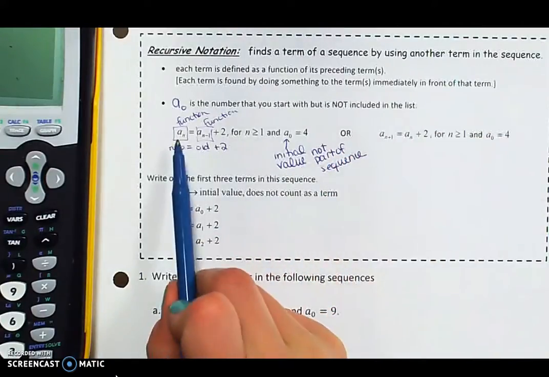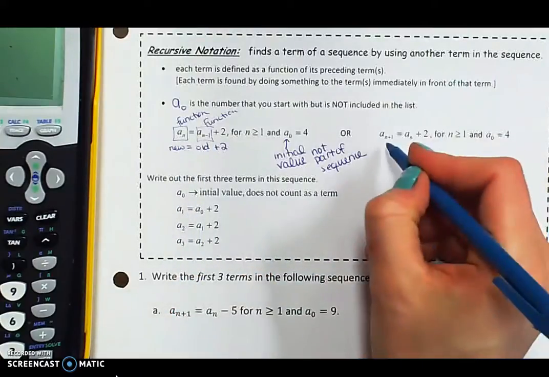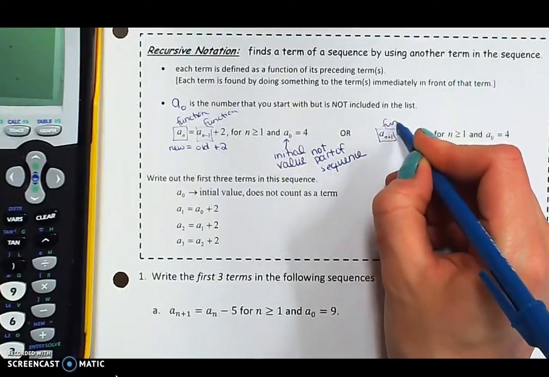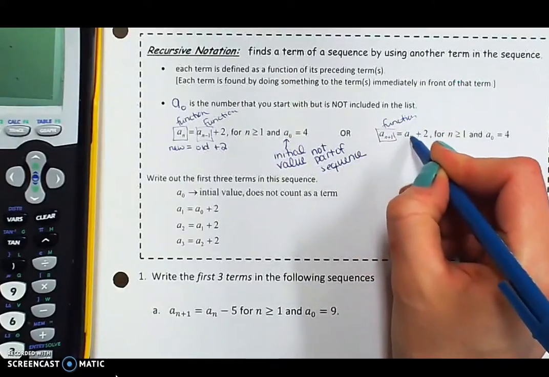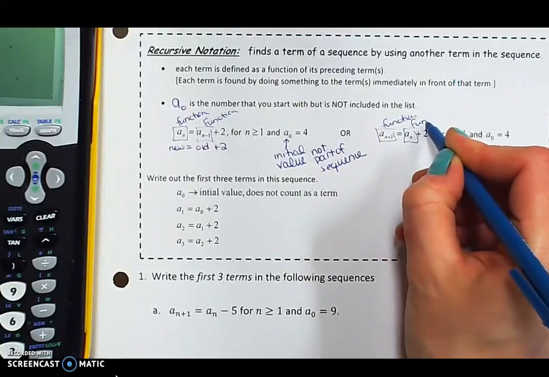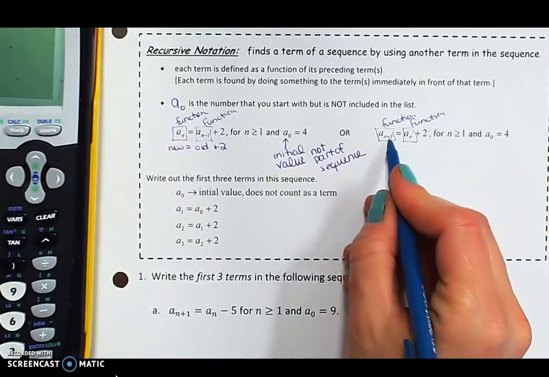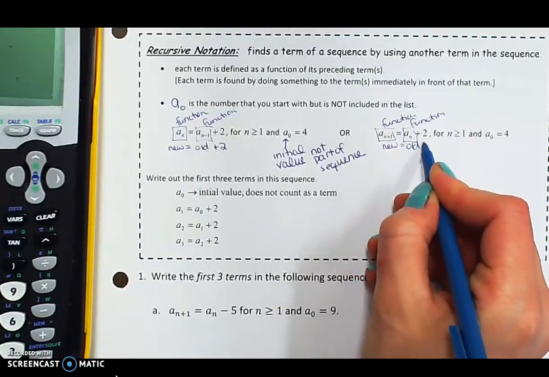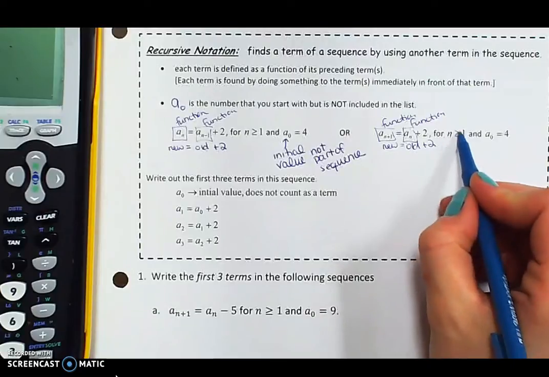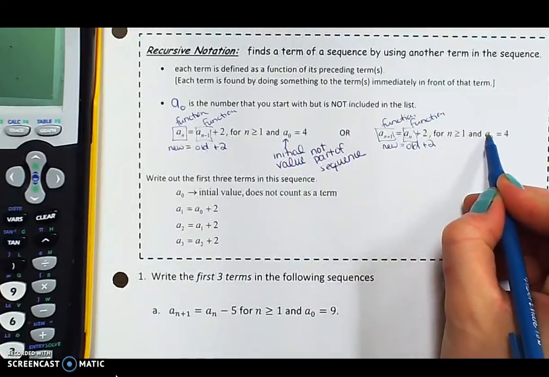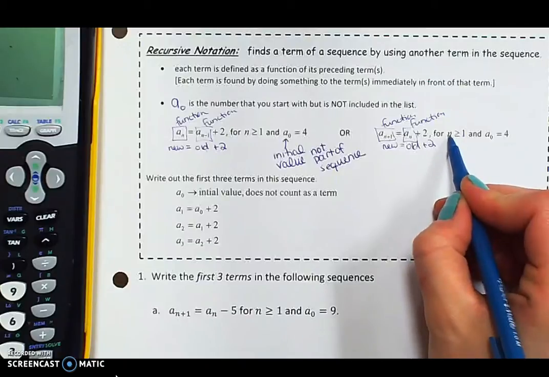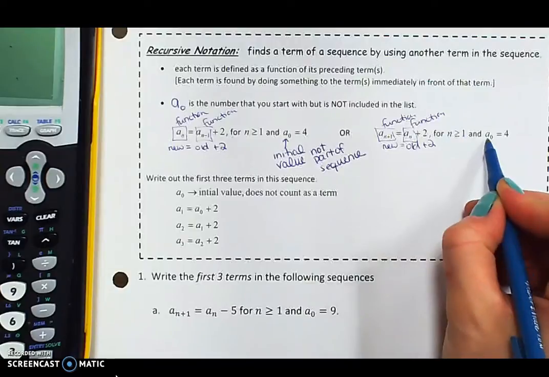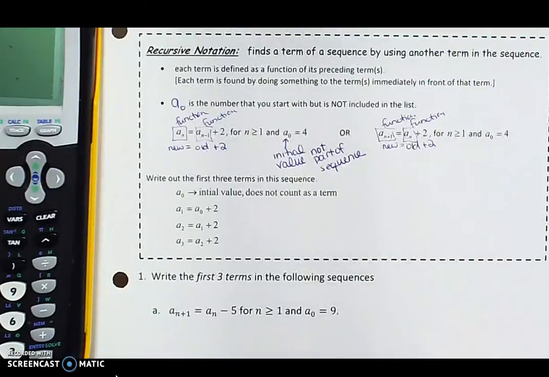Similarly, instead of having n and n minus 1, we could also have a sub n plus 1. Again, this is just a fancy way of saying that it's a function, equals a sub n plus 2. Again, another function. With n plus 1 and n, your new equals your old plus 2, again for n greater than or equal to 1, and a sub 0 equals 4. Since n has to be greater than or equal to 1, and 0 is less than 1, a sub 0 can't count. So this is just your initial value.